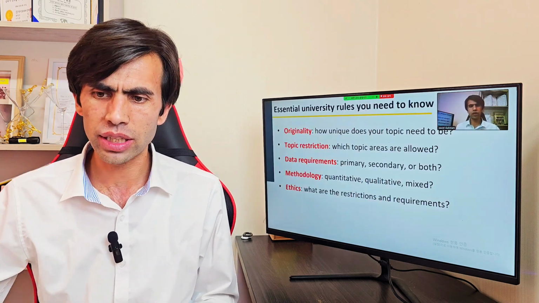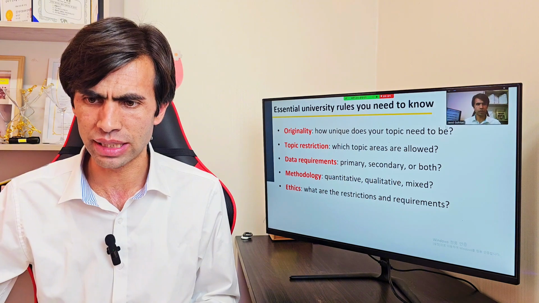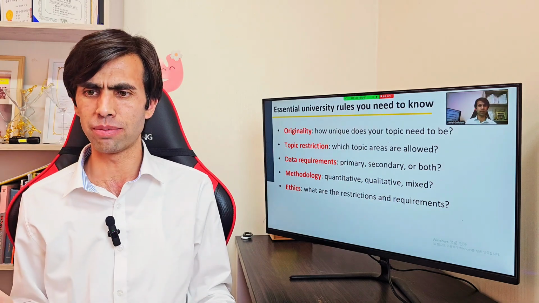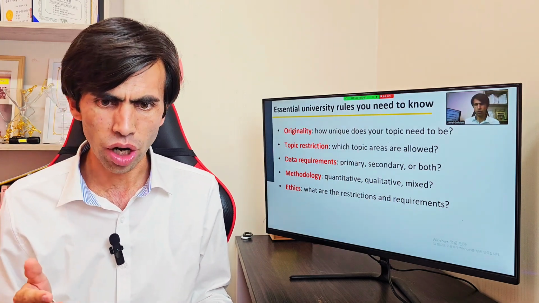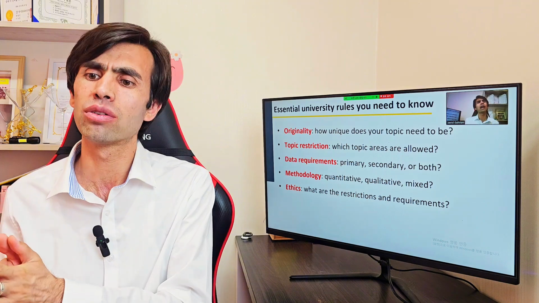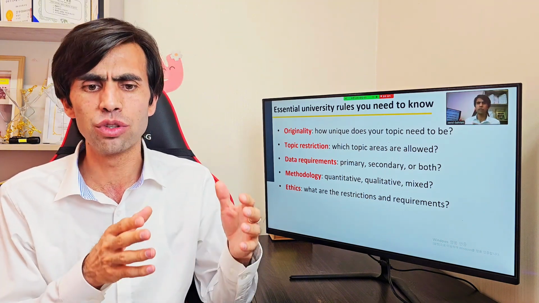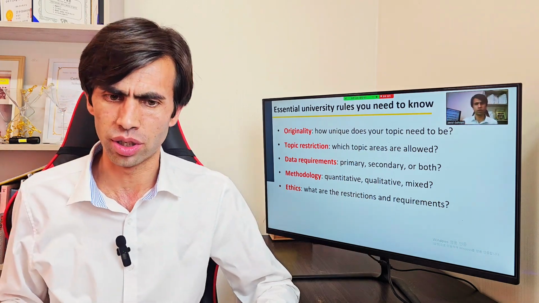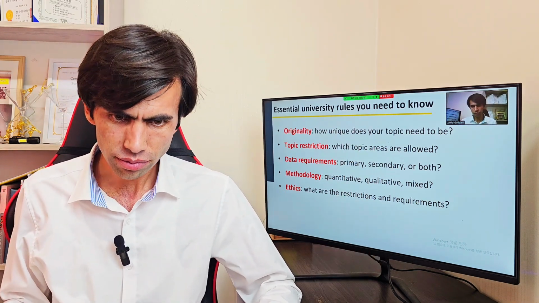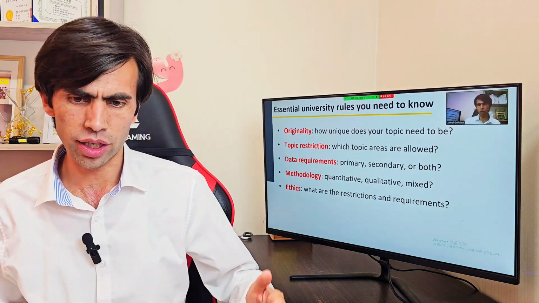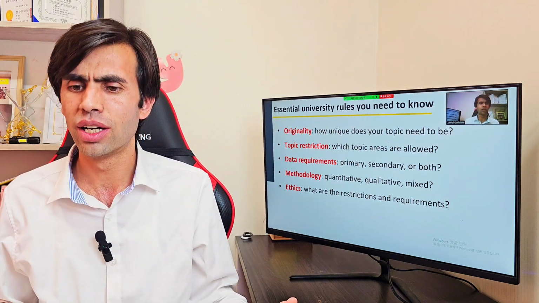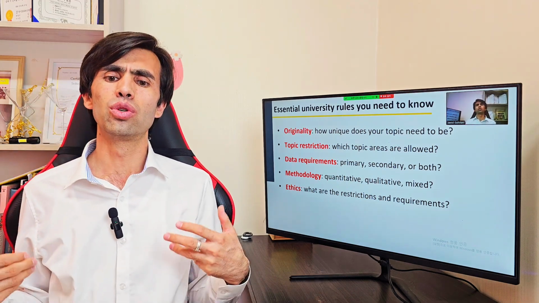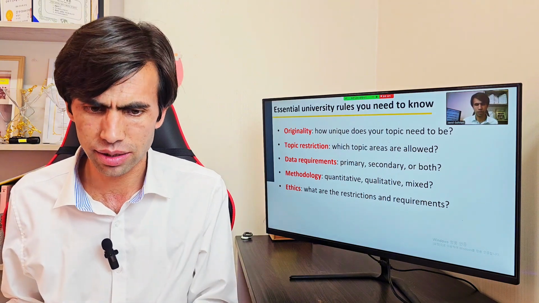Okay, then we are thinking about university rules. We have to think about these things, about the originality requirement. How unique does your topic need to be based on your university regulation? Topic restrictions. Which topic area are you allowed to do? Because there are some restrictions. Some universities do not allow you to do research in specific parts, fields, or research areas. And data requirement. Are you required to use primary data, secondary data, or can you do both? And methodology. Are you allowed to do quantitative research, qualitative research, or mixed?